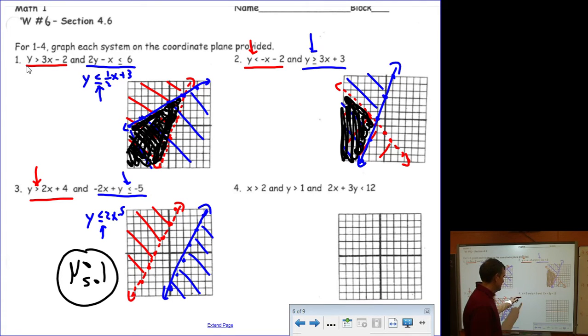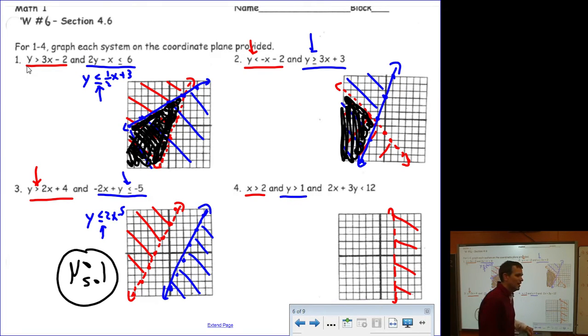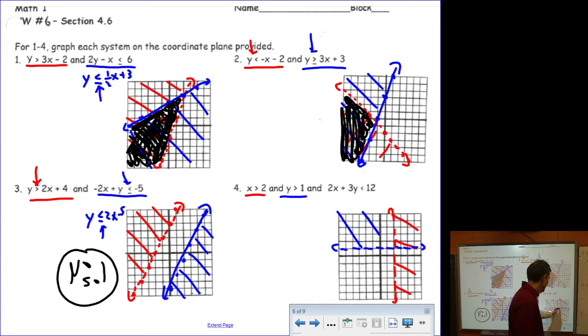All right, last up, we got x is greater than 2. So that would be a vertical line at 2, and it would be dashed. And greater than 2 would be numbers to the right of that line. Then we've got a horizontal line at y equals 1. That's going to be a dashed line also. And the y values are greater than 1 above that line.